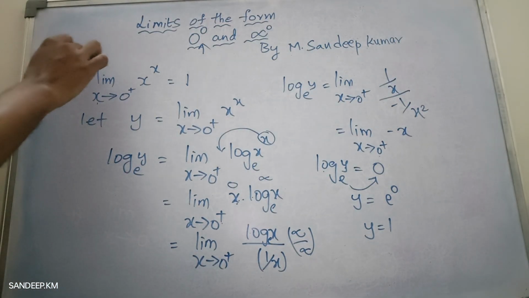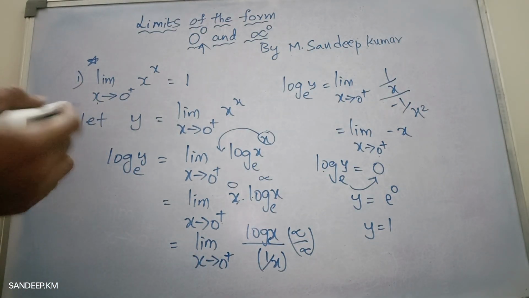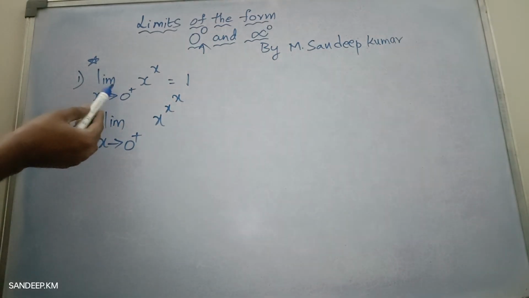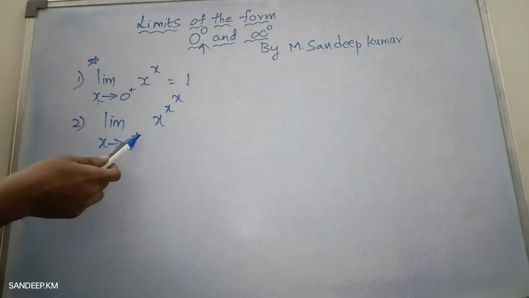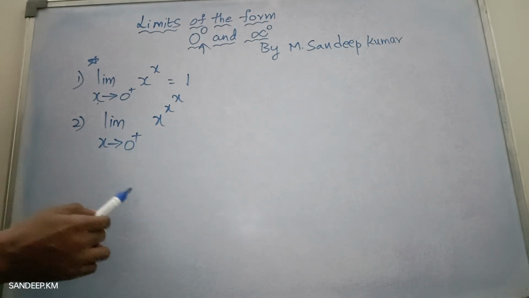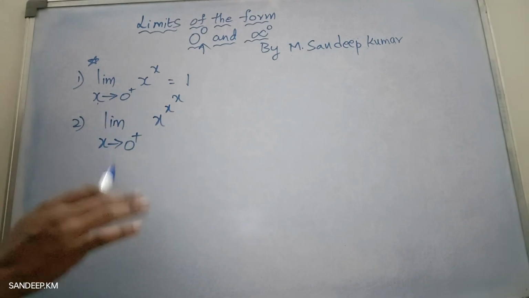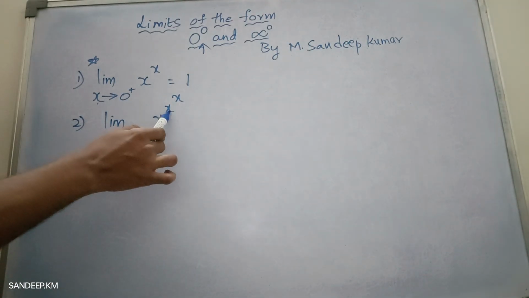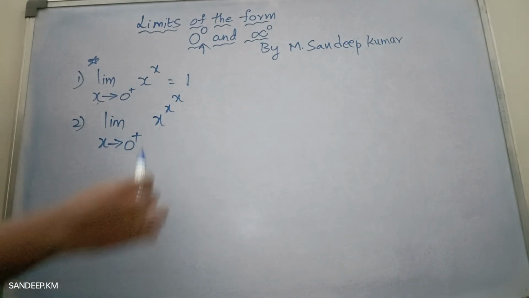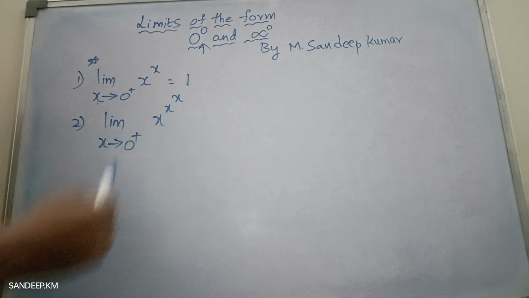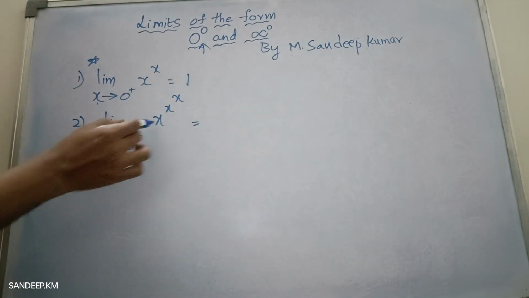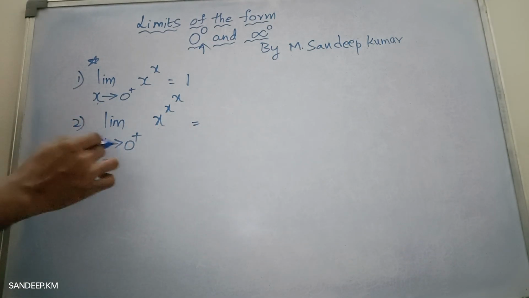Using this particular function, let me find the limiting value of the next function. Using the limiting value of the previous function, I will find the limit of this function. It's very easy. What they are asking is limit x approaches 0 plus x power x power x. Keep this in mind: it is x power, x power x. Don't misunderstand that x power x power x is x power x square. It's not like that. So what I'm going to do is use the previous limit. For that, I'll give the limit for the base and also for the power.